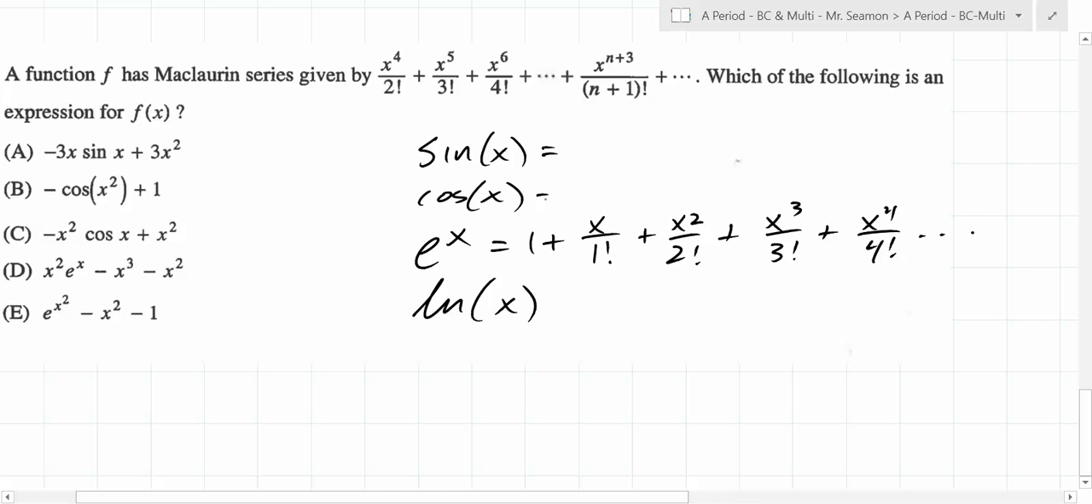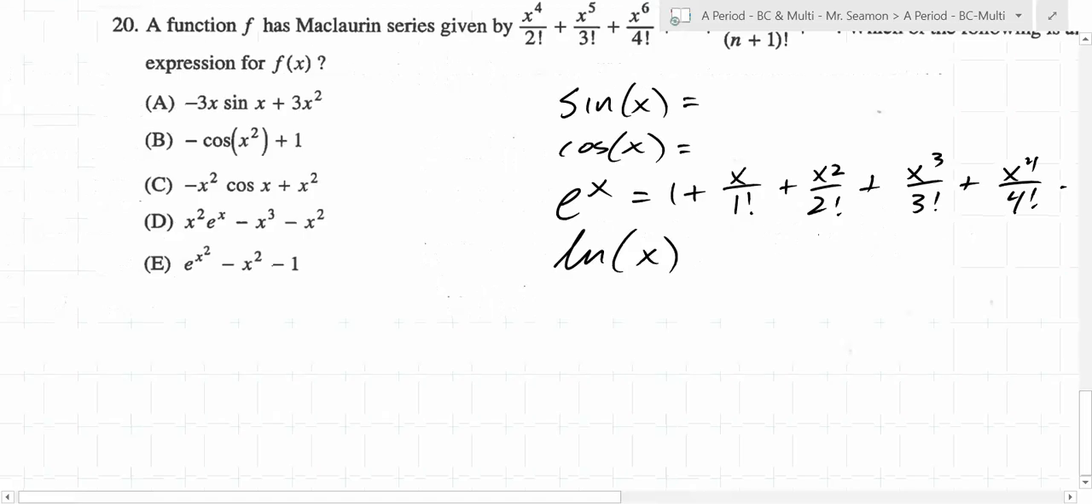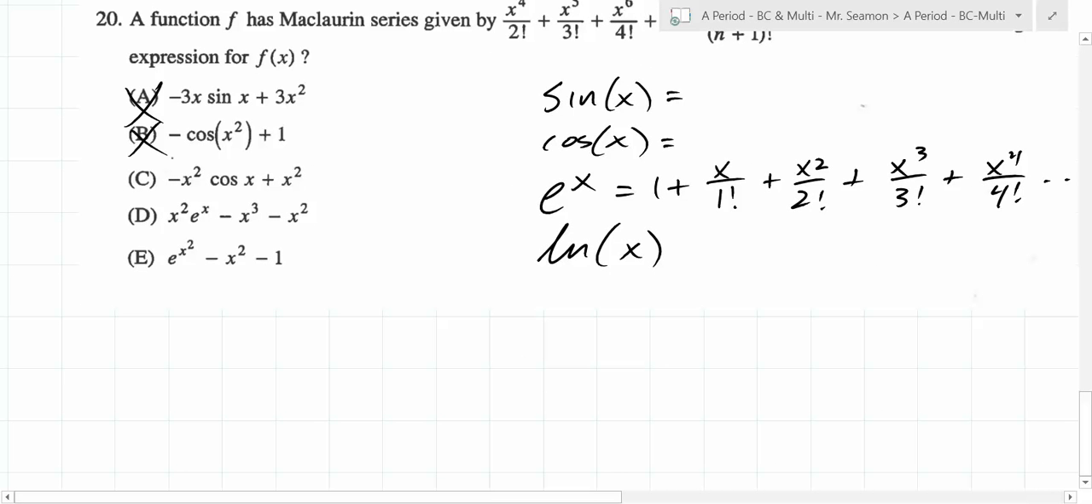For these, you might not remember them exactly. You should. But are they all sequential like e to the x's? No. One of them is the odds, and one of them is the evens. So that probably means that a and b aren't going to be there because they're going to skip around, right? Do you remember?